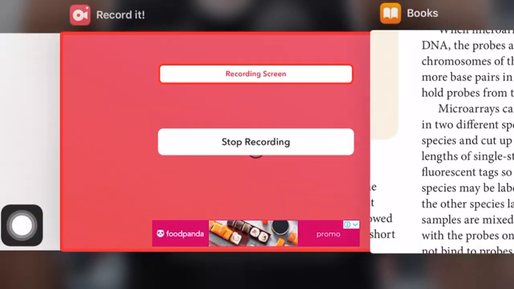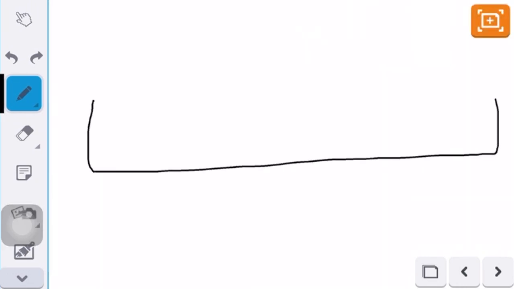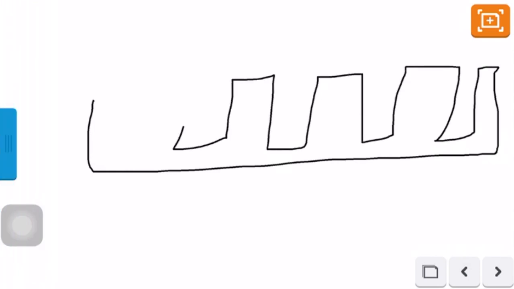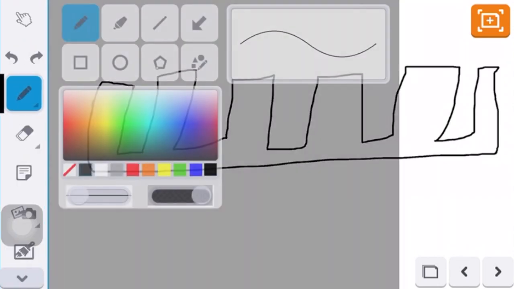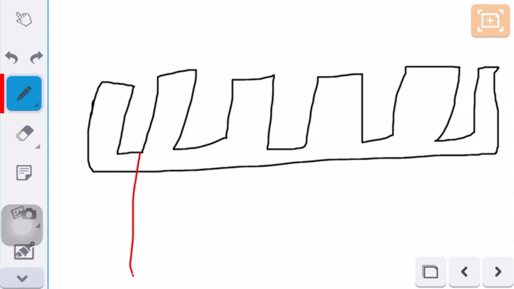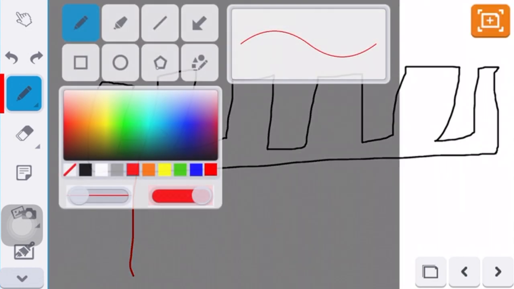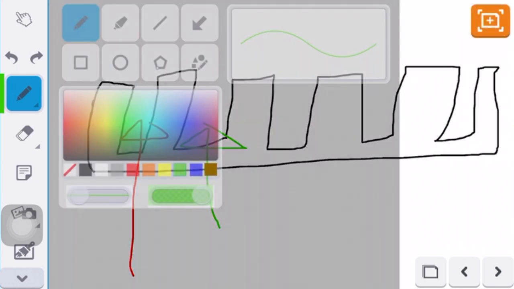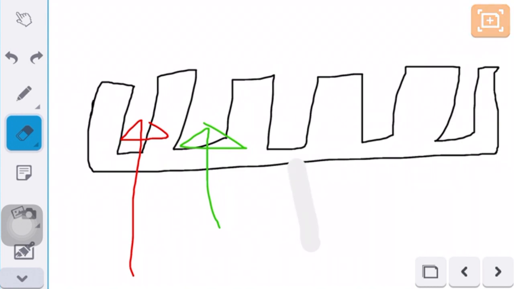Okay, let me just draw. Suppose this is the tray and we have holes here. It's a horrible drawing, but yeah. In these holes, say for example, here we have one type of probe, and here we have another type of probe. Here we have another type of probe.